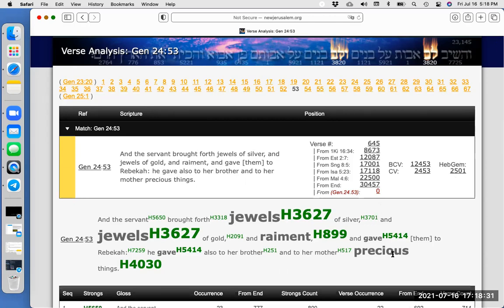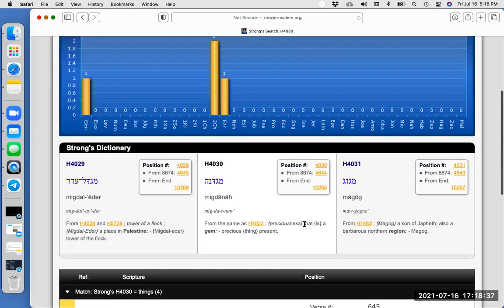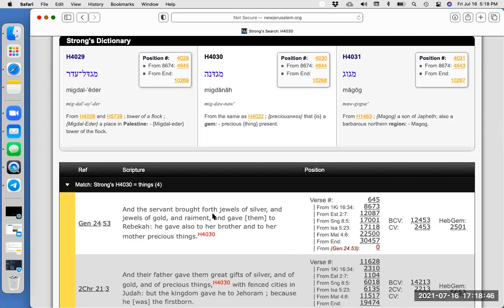So maybe H40330, we can see where that goes. Good deal. Precious. Okay, precious is a gem. Migdana, and it's next to Magog. Interesting. Okay. Yeah, it's just a number. It has nothing to do other than the MAG, MG right there, that's it.